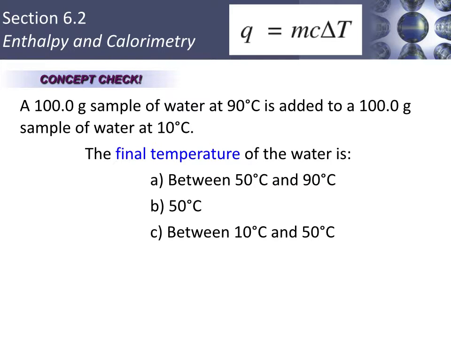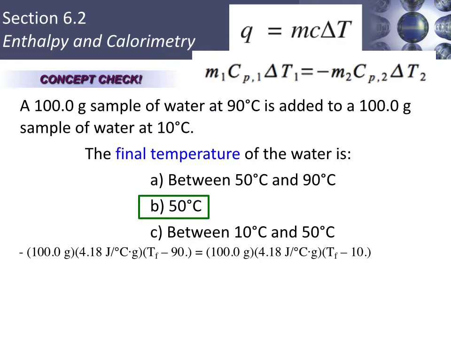Will it be between 50 and 90 degrees Celsius? Will it be 50 degrees Celsius? Or will it be between 10 and 50 degrees Celsius? The correct answer for this problem is B. It'll be 50 degrees Celsius. Let me show you how you could figure that out.